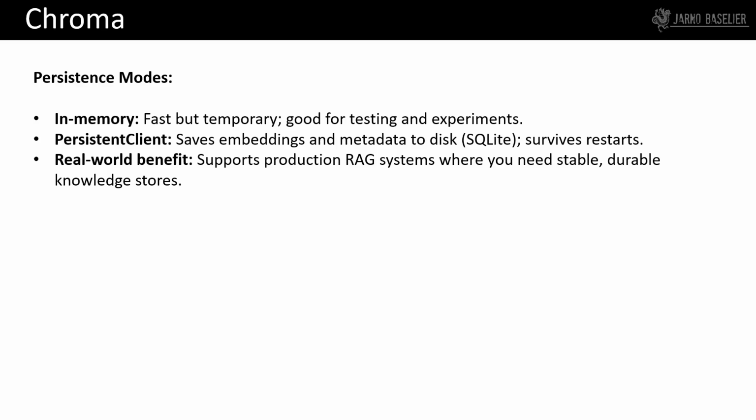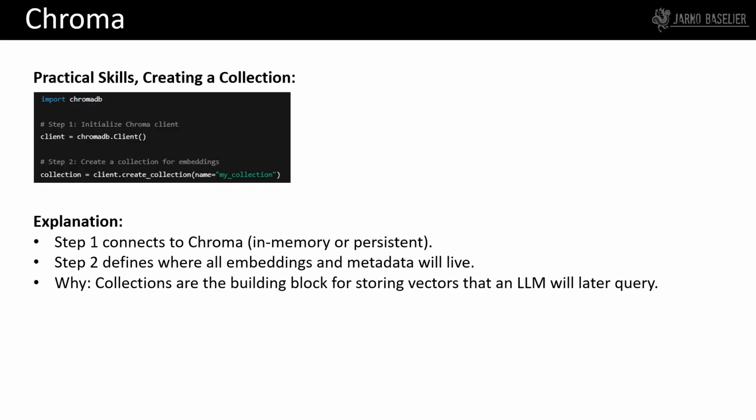Then Chroma has some persistence modes. Of course, we have in-memory, which is fast but temporary and good for testing and experimenting. And we have the persistent client mode, which saves embeddings and metadata to disk in a SQL-like structure. This survives restarts and is thus more persistent. Real-world benefits: it supports production RAG systems where you need stable, durable knowledge stores. So in this specific matter, persistent client is the best option.